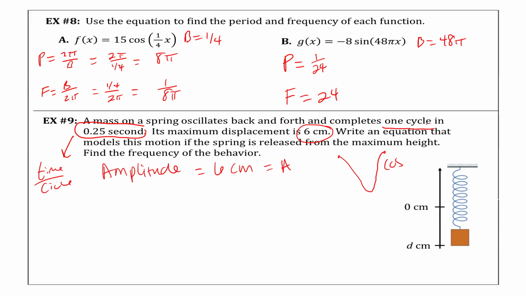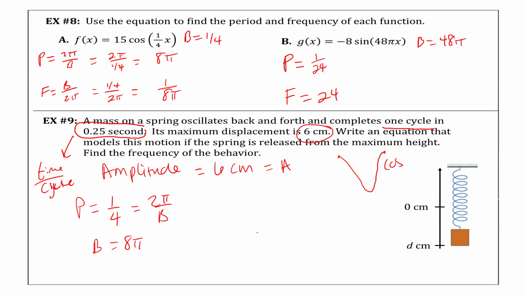To complete one cycle, did I write circle? I don't know what I wrote right there. It was me. We don't need the question anymore. So our time is 0.25. And how many cycles is that in 0.25 seconds? 1. That's why that's our period. So period equals 1/4, which equals 2 pi over B. So what does my B equal? 8 pi. I would just cross multiply, right? So we get B equals 8 pi.